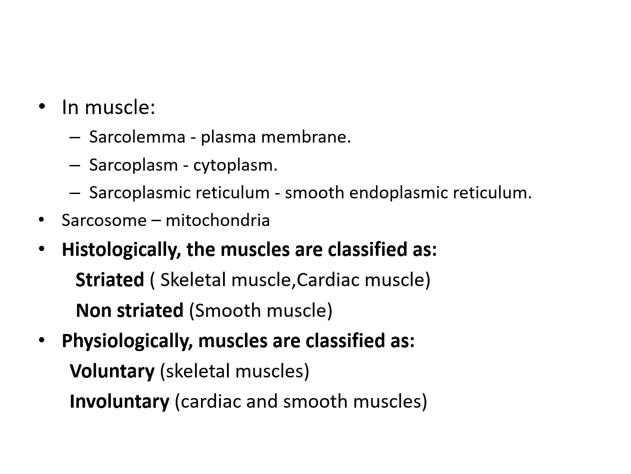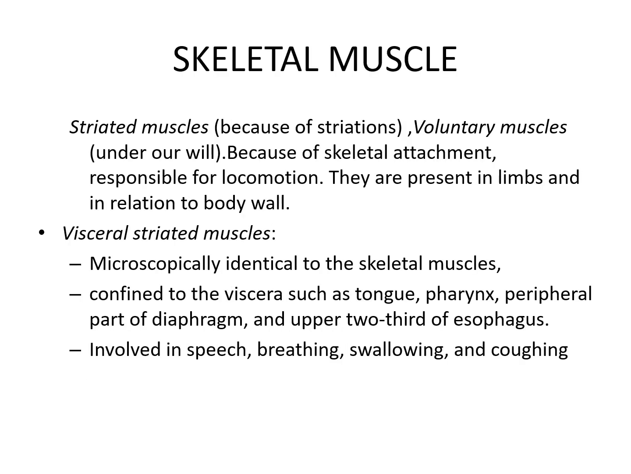Physiologically, muscles are classified as voluntary and involuntary. Voluntary muscles are those whose function is under control. So example is skeletal muscle, and those muscles whose functioning is not under our control are involuntary muscles. Example is cardiac and smooth muscles. Thus, there are three types of muscles: skeletal muscles, cardiac muscles and smooth muscle.